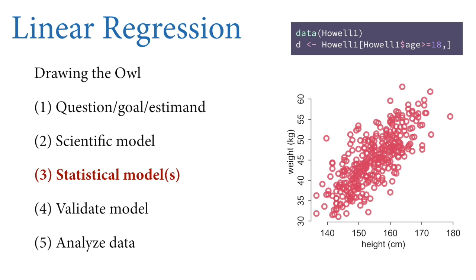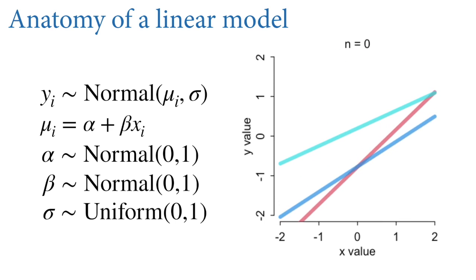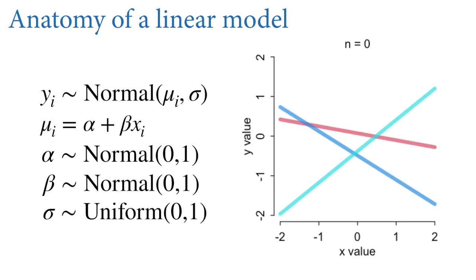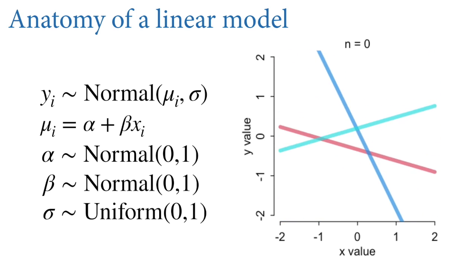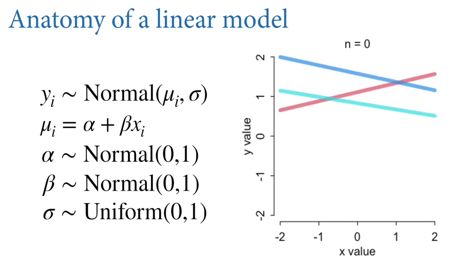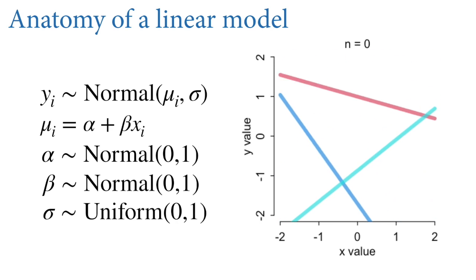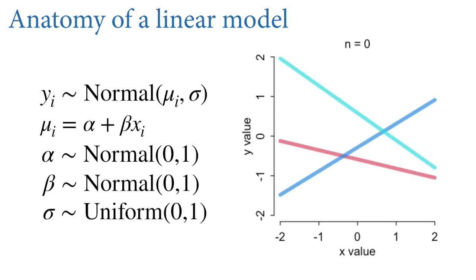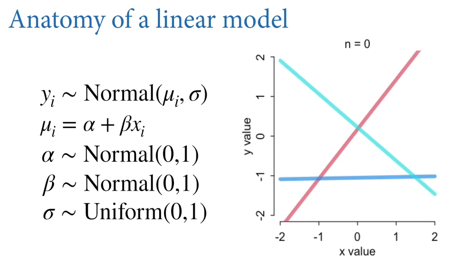Now let's think about the statistical version of this. To make a linear model statistical, we need a little bit more. What do we need in addition? Well, we need priors. In the statistical version, we don't know the values of the parameters alpha, beta, and sigma. We have to learn them. So there are going to be distributions for them, the posterior distributions of each of those.